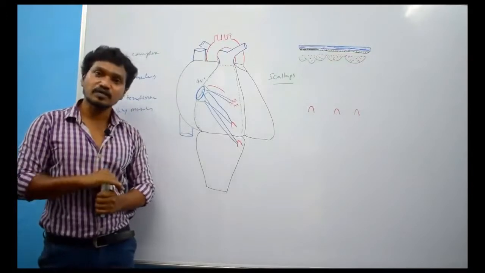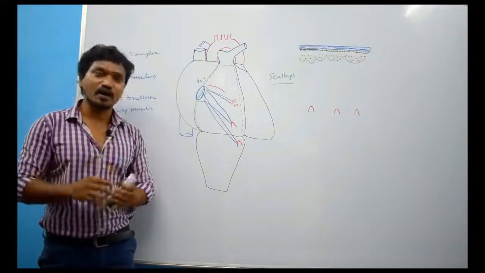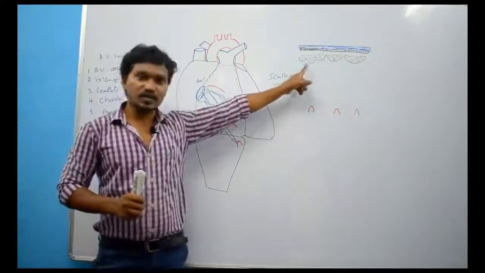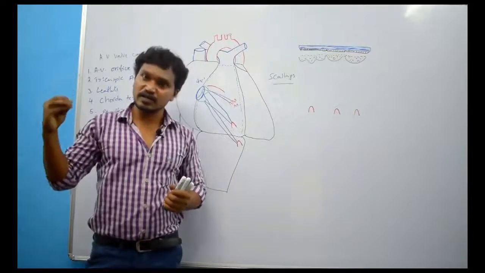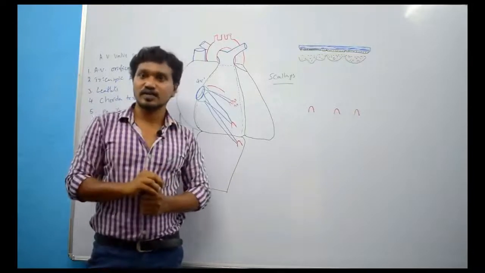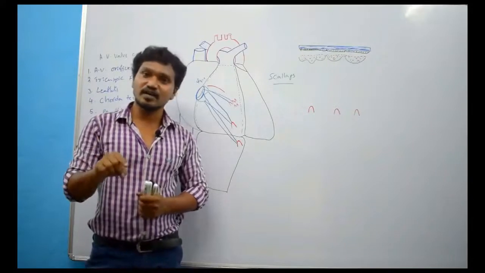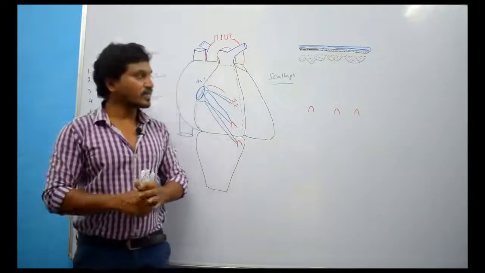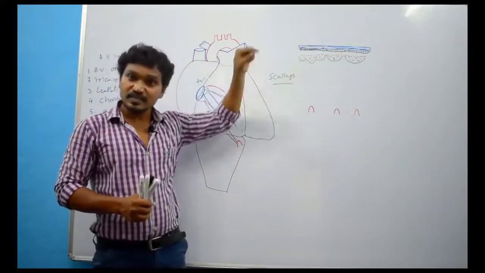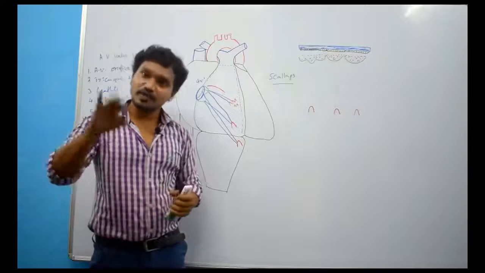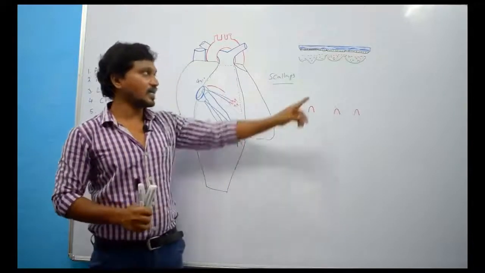Why am I telling this? Some false chorda are also there. These false chorda will not connect to the leaflets. They connect one wall of the ventricle to another wall of the ventricle. Clear? So these we call false chorda. True chorda means they connect to the leaflets. Clear? This true chorda further divides into different types according to their attachment.